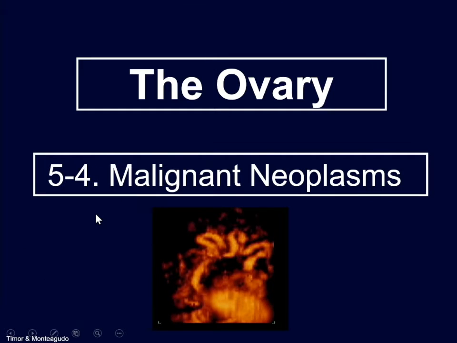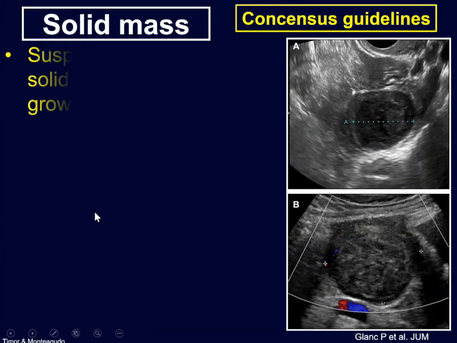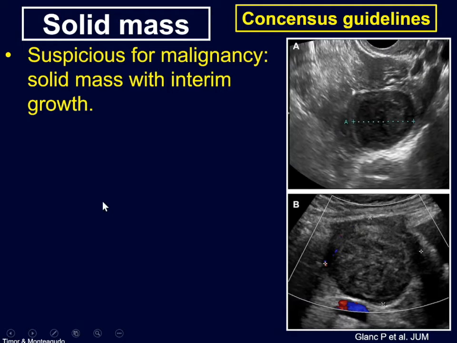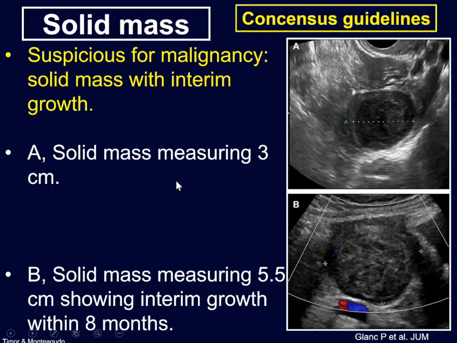Malignant neoplasms. Basically, these are solid masses, and the consensus guidelines will say that they definitely are suspicious for malignancy, and they have an interim growth. So if you scan them with a time interval, they will show some kind of growth. Here, a solid mass was measuring 3 centimeters, and after about 8 months, it was 5.5 centimeters, which was a significant growth.